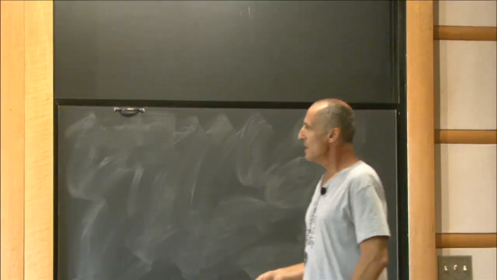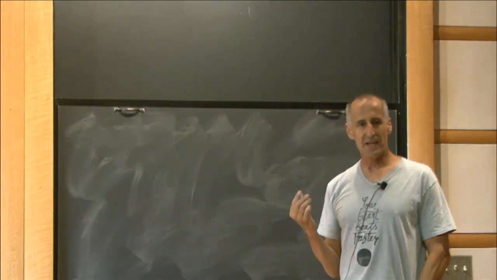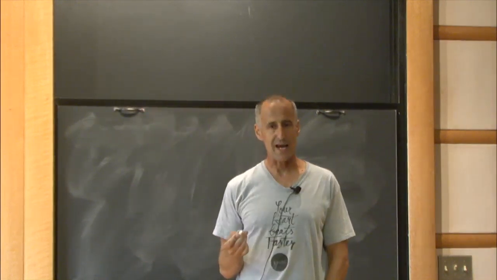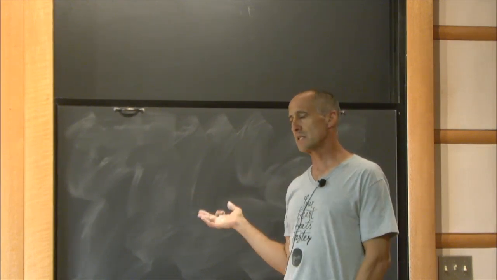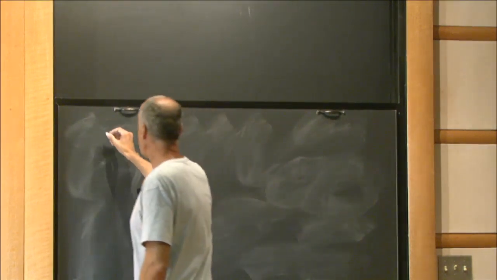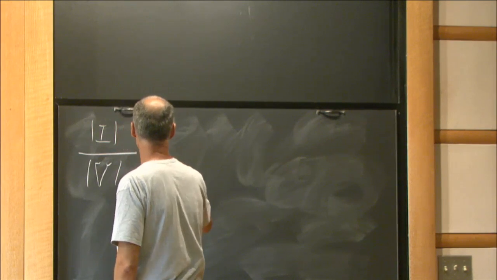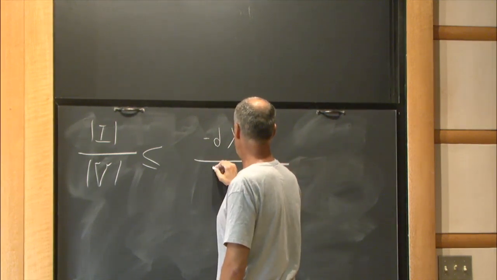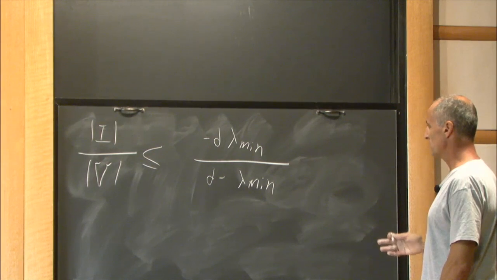OK, so this proof that I did here is essentially the proof of Hoffman's bound. What is Hoffman's bound? Hoffman's bound says that if you have a d-regular graph, the largest eigenvalue is d, and the smallest eigenvalue, let's call it lambda min, then the size of the largest independent set divided by the total size of the vertex set is always at most minus lambda min over d minus lambda min. Did I get this? Lambda min is negative, so yeah. I think this is correct.